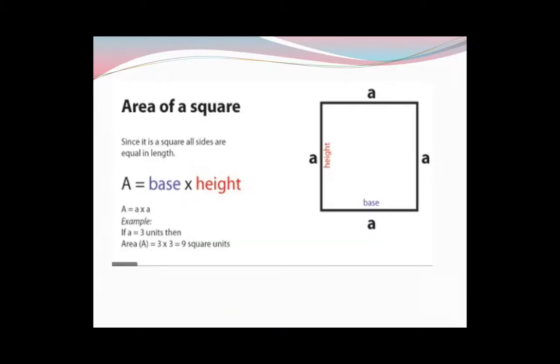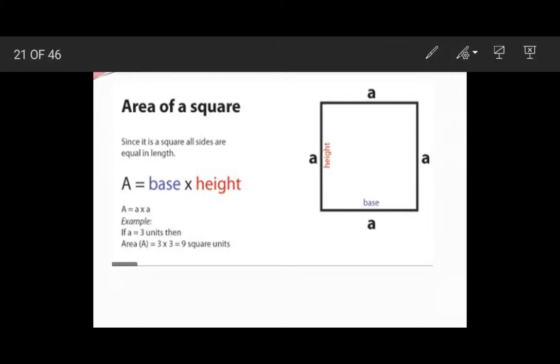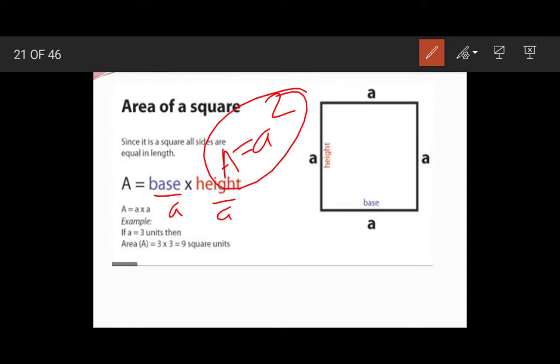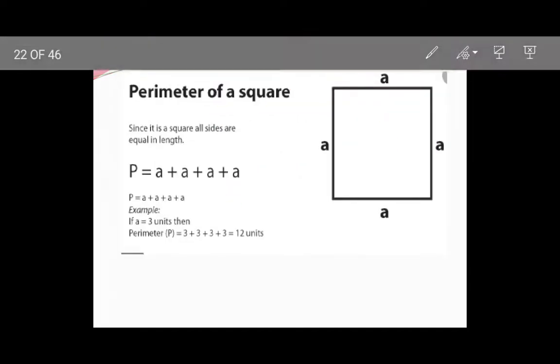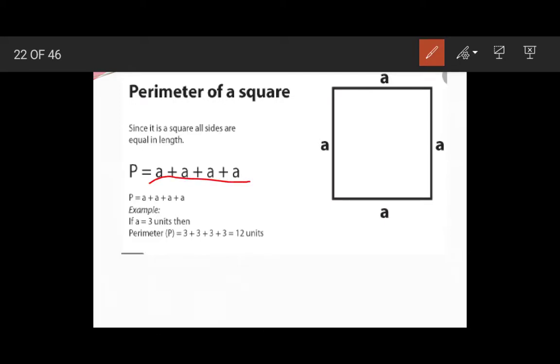So area of a square is base into height. That means base and height, everything is the same. So simply we can say that area of a square is A square, side square. Base and height both are A. So area is A square. Then perimeter of a square is the sum of all the sides, but all the sides are A. So A plus A plus A plus A, that is equal to perimeter 4 into A. Okay.